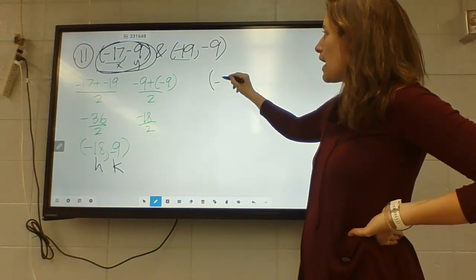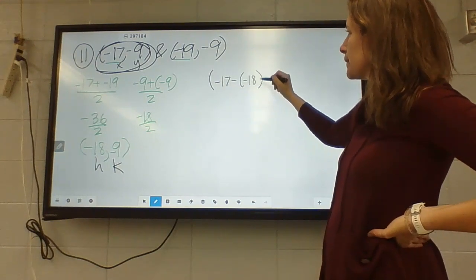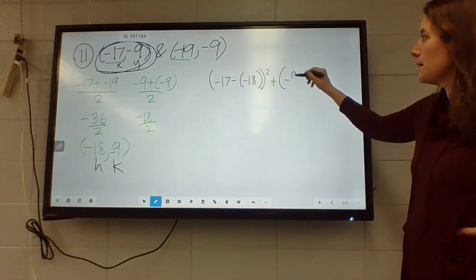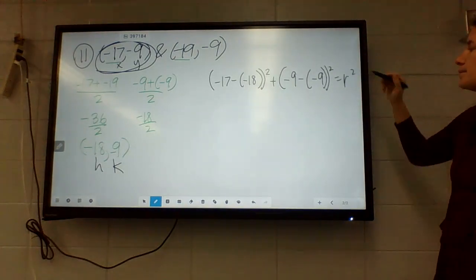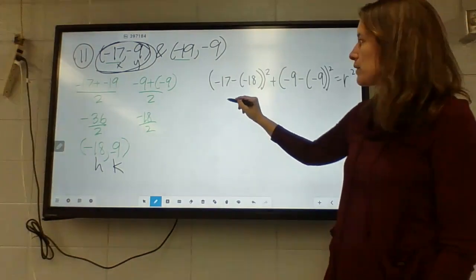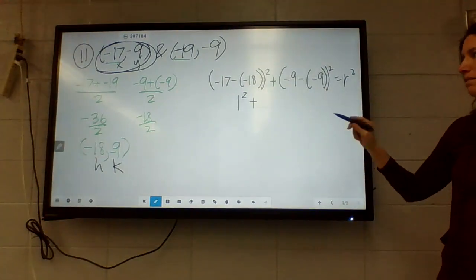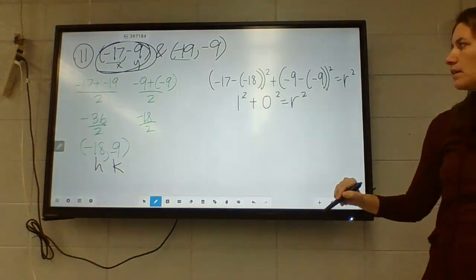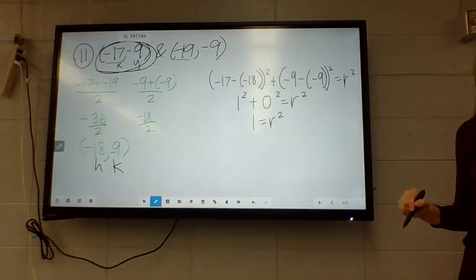So it's x minus h squared, and then y minus k squared. So we end up with 1 squared here, right? And this ends up being 0. So 1 equals r squared.